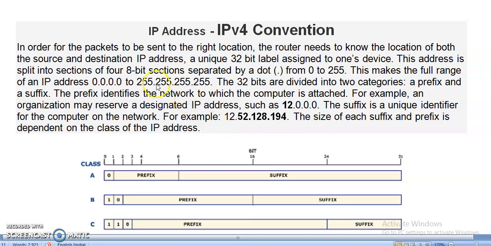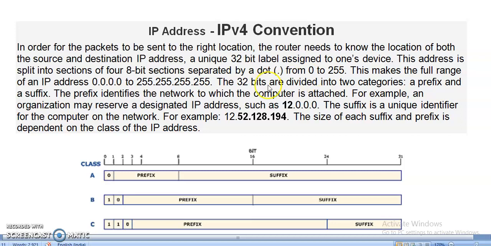In order for the packets to be sent to the right location, the router needs to know the location of both the source and the destination IP addresses. An IP address is a unique 32-bit label assigned to one device. This address is split into 8-bit sections, also called octets, separated by a dot, each from 0 to 255. When the IP is made into 32 bits of 4 octets, no octet should exceed 255. 255 is the maximum number we can allot to one octet because it is 8 bits each.